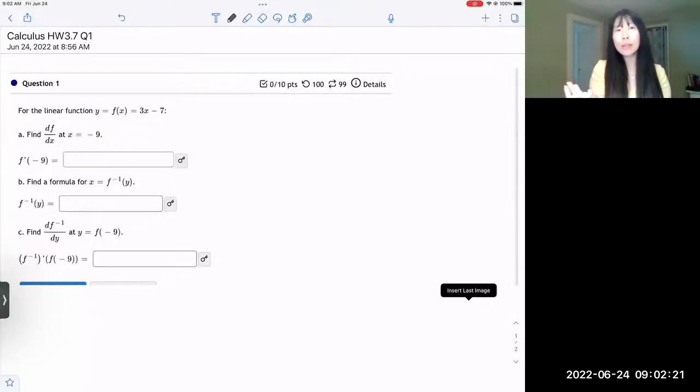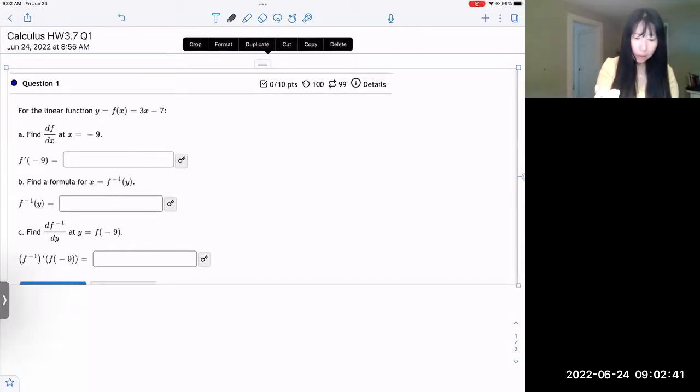Hello, everyone. I'd like to talk about homework 3.7, Calculus 1, question number 1. This homework is using different notation from our textbook, OpenStax. So I want to do this one.